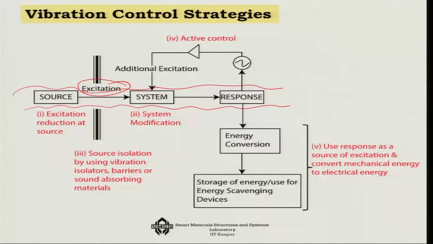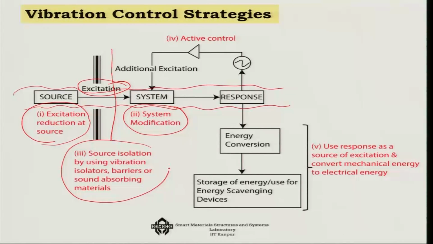Strategy number 1 could be that you reduce the excitation at the source itself. Strategy number 2 could be that you do some modification on the system so that it does not vibrate. The third one could be you put a barrier, like that ultra quiet satellite I told you about, where between the payload and the rocket you put an active Stewart platform. Similarly, you isolate this, that means you do not allow the source to excite your system. That is the third strategy.